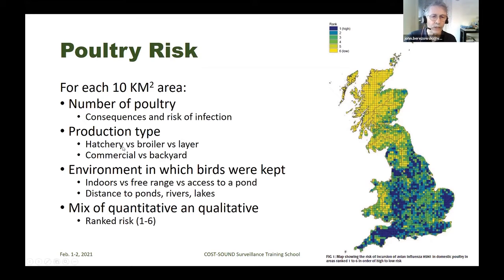So they looked at production type, hatchery versus broiler versus layer. They looked at whether there were commercial birds versus backyard birds, whether the birds were kept indoors, free range, had access to a pond.